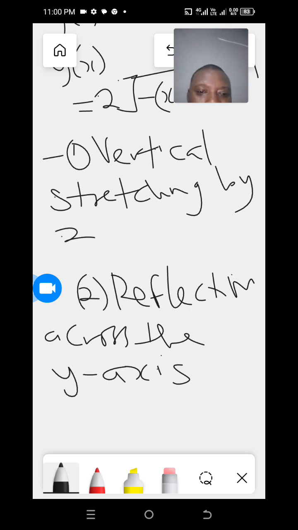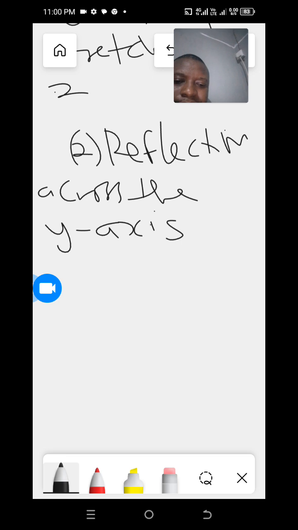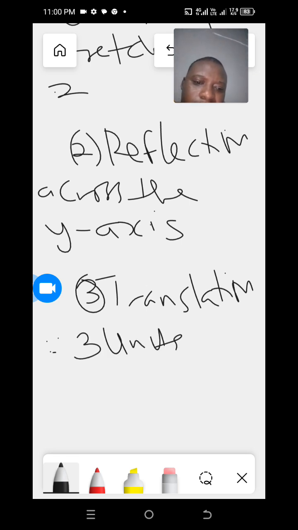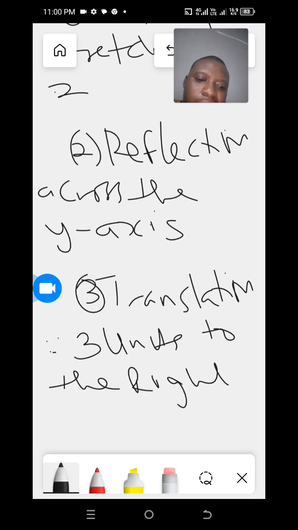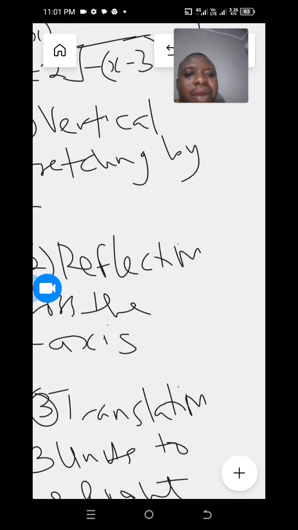The third transformation, number 3, is translation. You can see translation there: 3 units to the right. If it is positive, it will be to the left; if it is negative, it will be to the right. Because of that, x minus 3 inside the bracket.